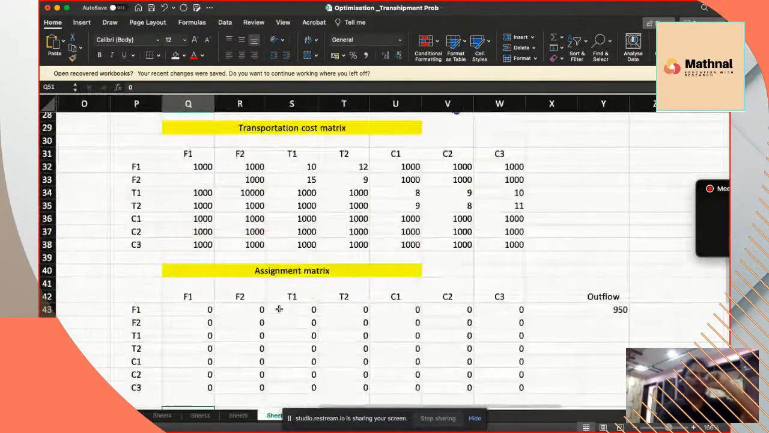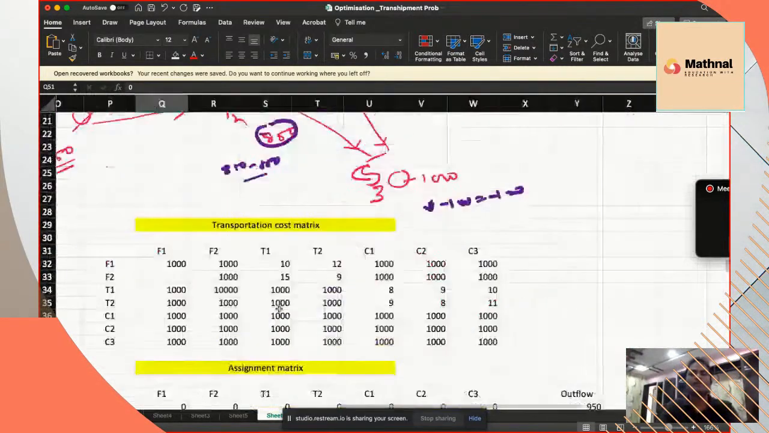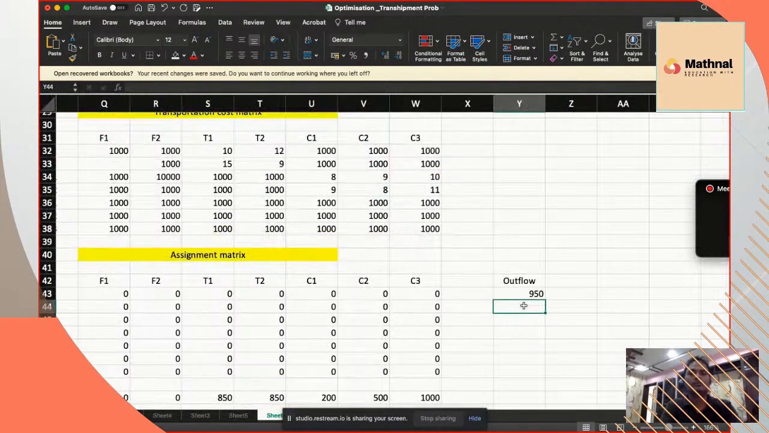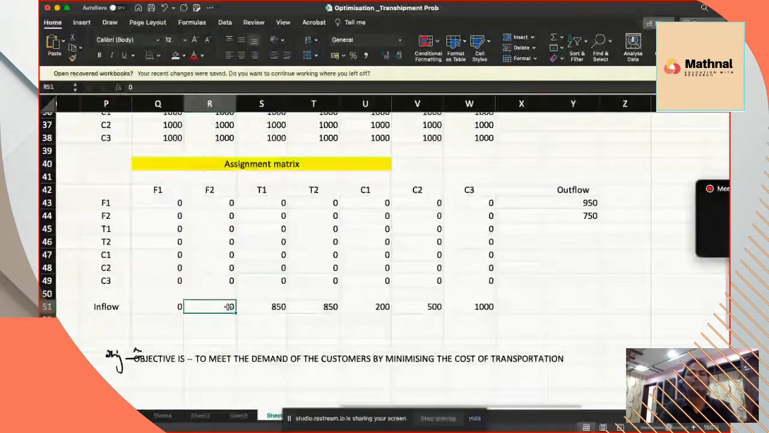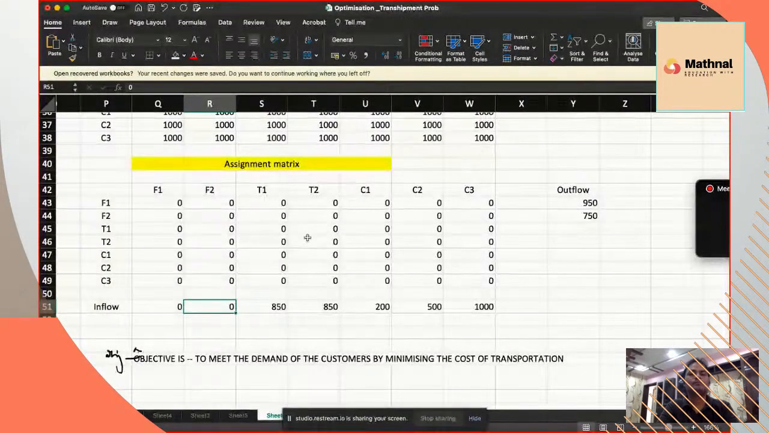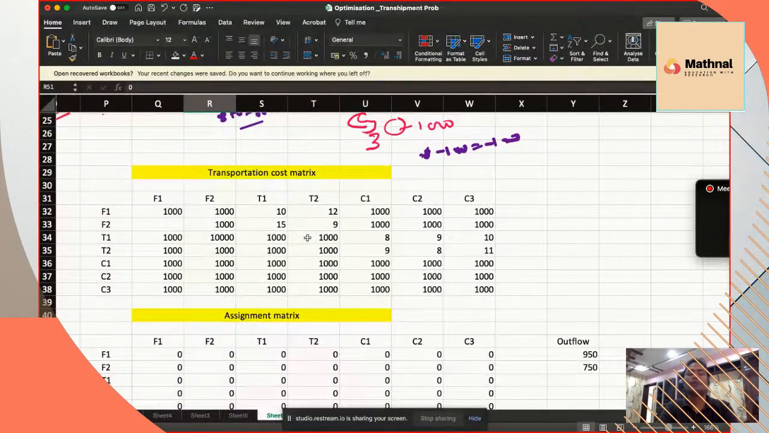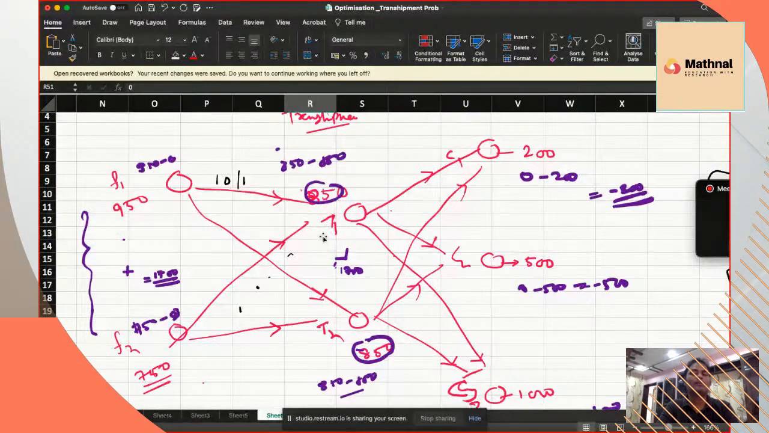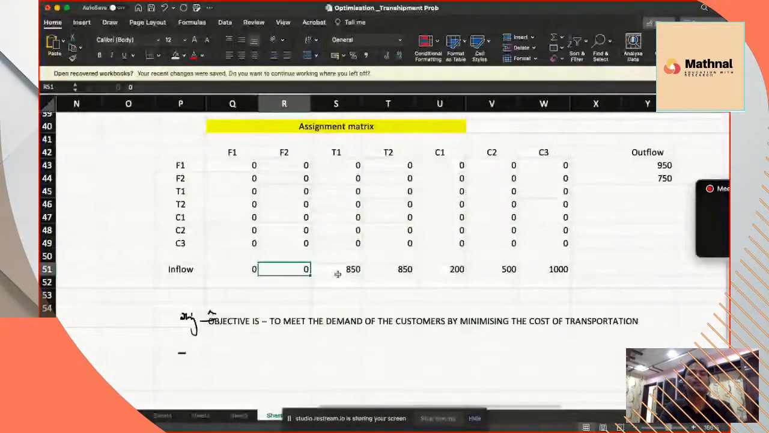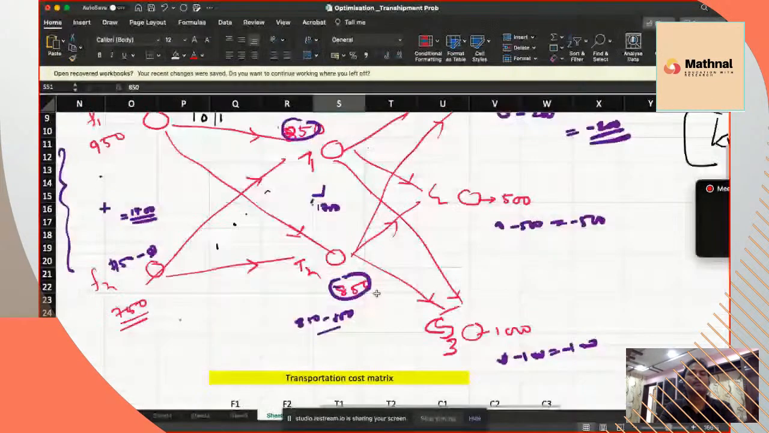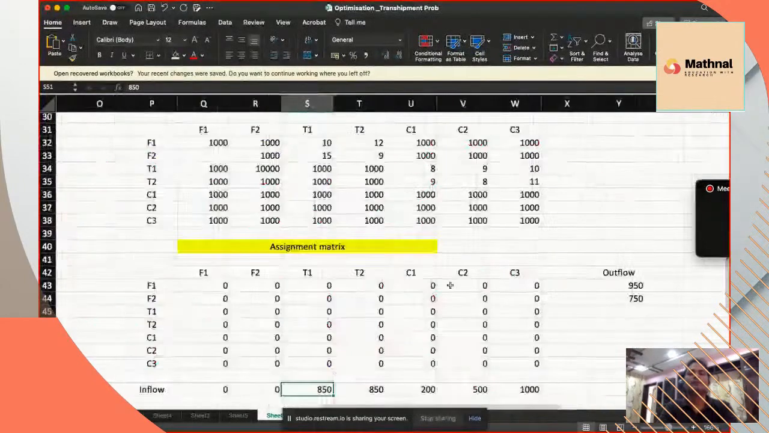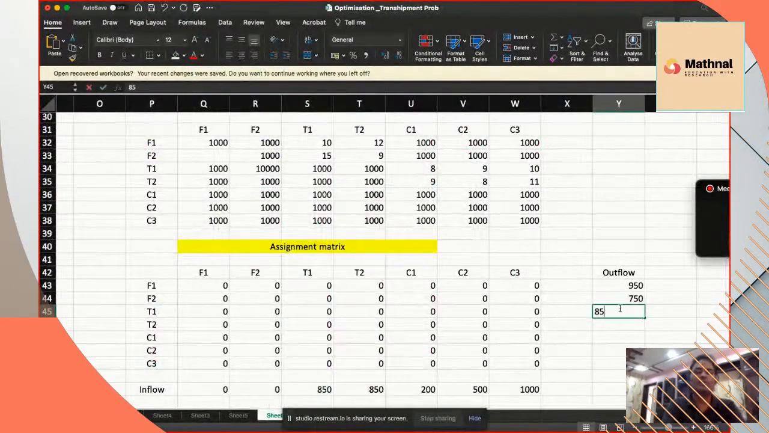Now, what is the outflow at factory 2? That is 750 units. What is the inflow at factory 2? 0. What is the inflow at transshipment 1? That is 850. What is the outflow at transshipment point 1? Again, it is 850 units. Whatever the transshipment point is receiving, it is dispatching forward.